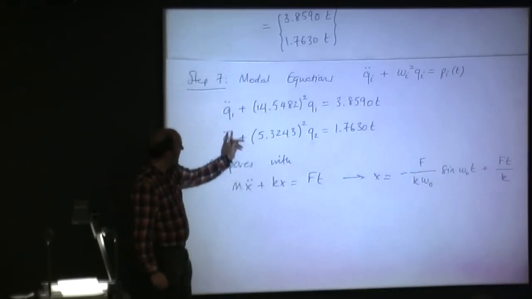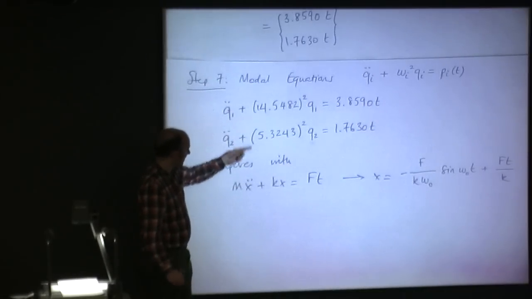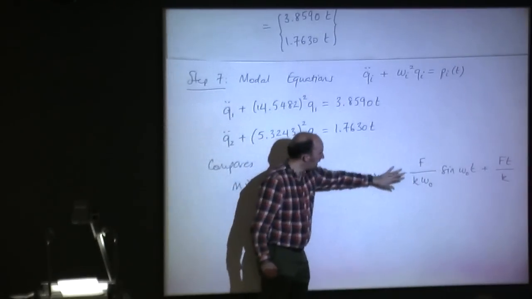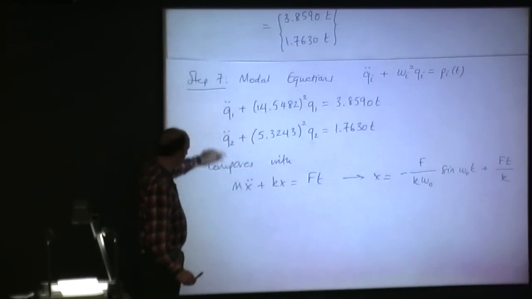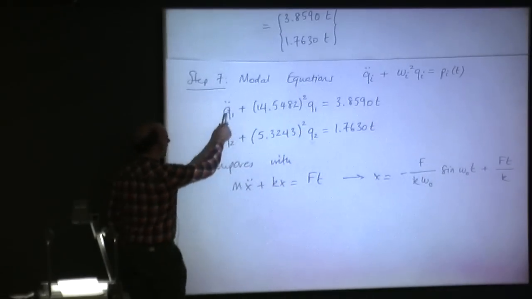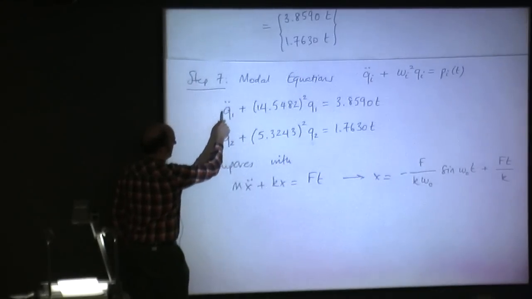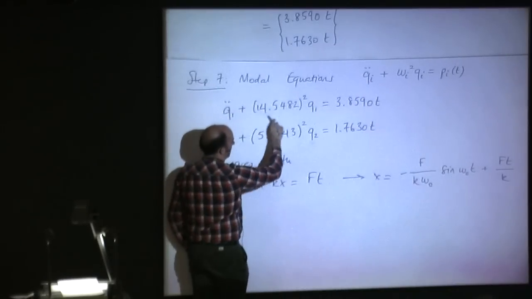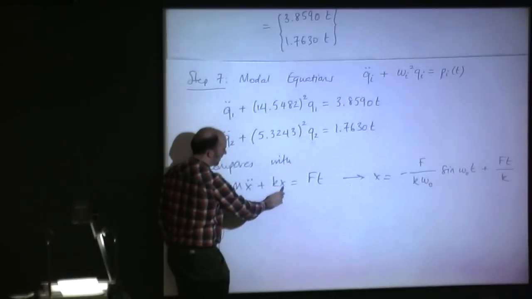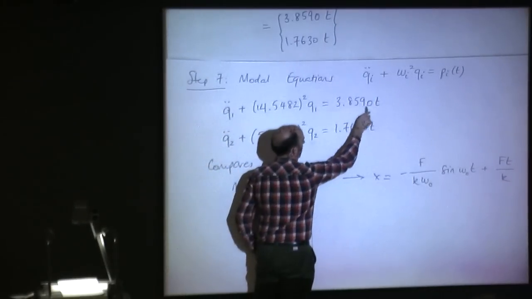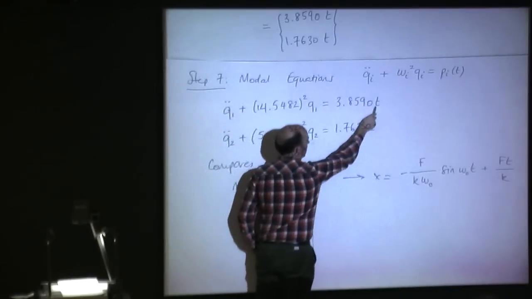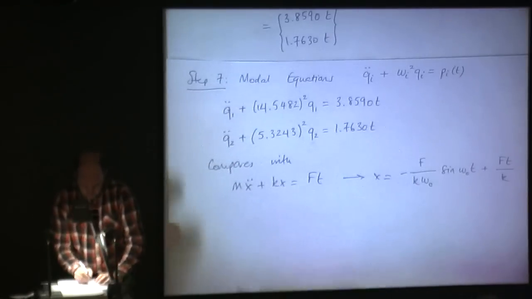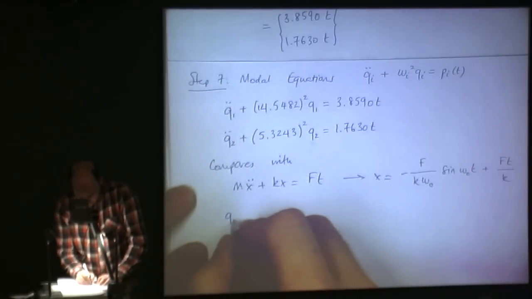So therefore we can apply the same logic, because we've got an equation here that's exactly the same form as this equation. The solution is going to be in a very similar form, but we have to substitute for the different coefficients. Here we've got Q1 double dot times 1, so m must be 1. K is going to be my omega 1 squared. And my f here is going to be this term, because it's f times t. So we can jump straight to the solution for Q1.